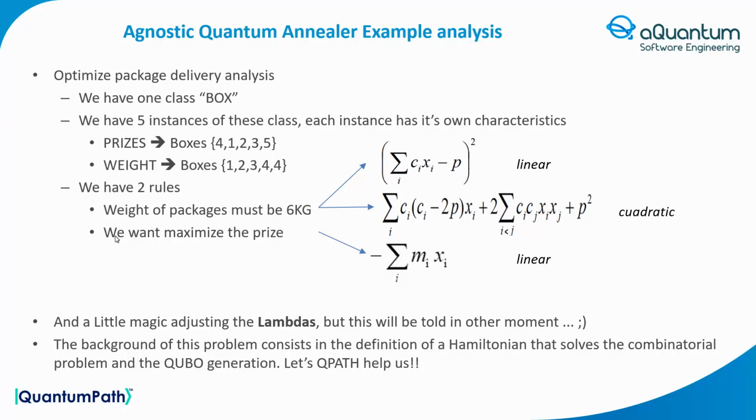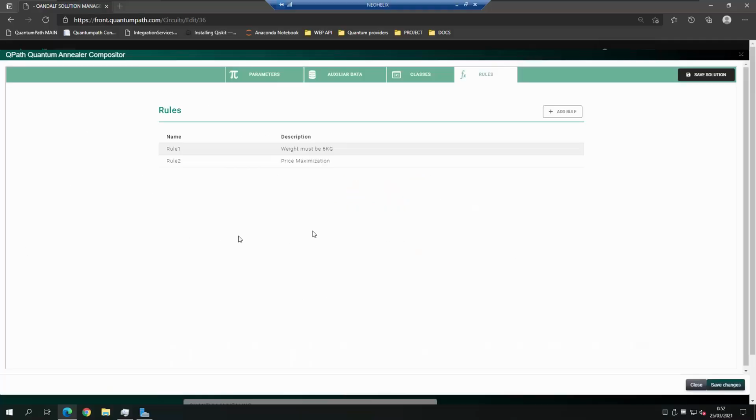This second rule is the rule that we want to use to maximize the price. For that, we have to create a rule that uses a linear function of maximization. In this rule, we involve all the variables with all their prices. To do that, we have pre-created the rule into our QuantumPath environment.